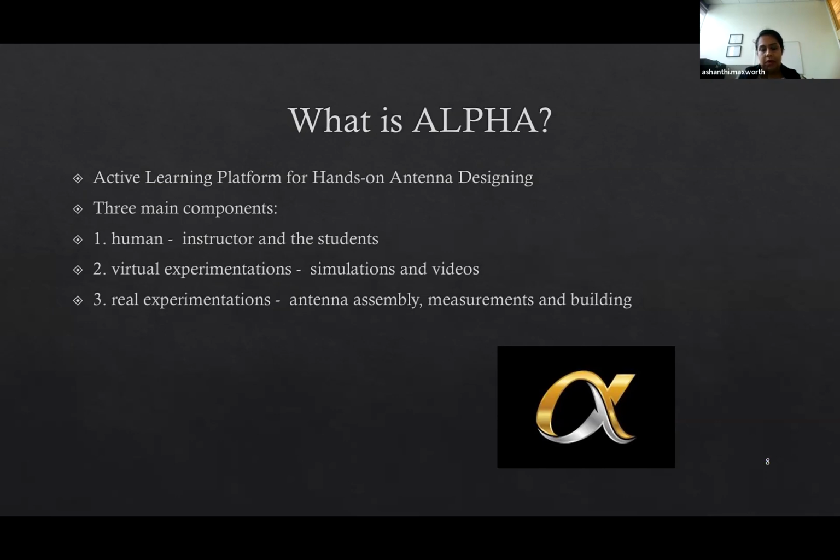So I merged a lot of simulations into the course. And also there are some real experimentations, such as antenna assembly, taking measurements outside, designing and things like that. So altogether, this Alpha platform is hands-on. Therefore, there are three components: the human factor, the virtual experimentation factor, and the real experimentation factor.